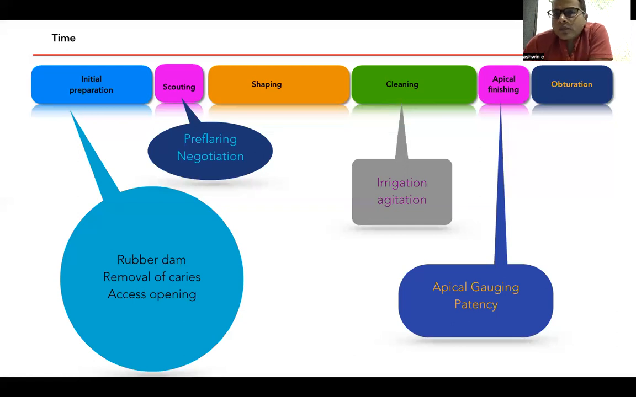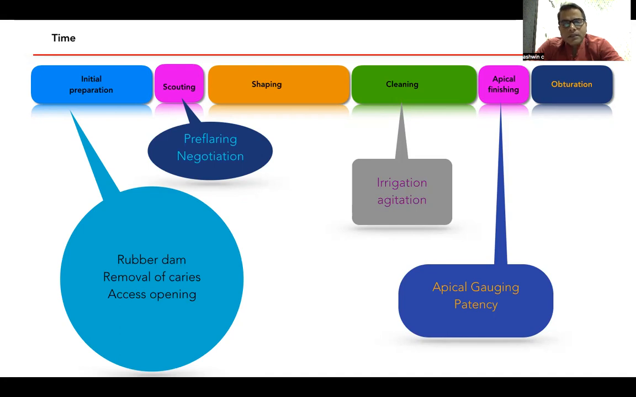So what is root canal treatment? Root canal treatment comprises certain steps, and those steps are initial preparation, which includes rubber dam application, removal of caries, access opening, and out of which what I have seen in many cases, I retreat a lot. We retreat a lot. All of us retreat a lot.